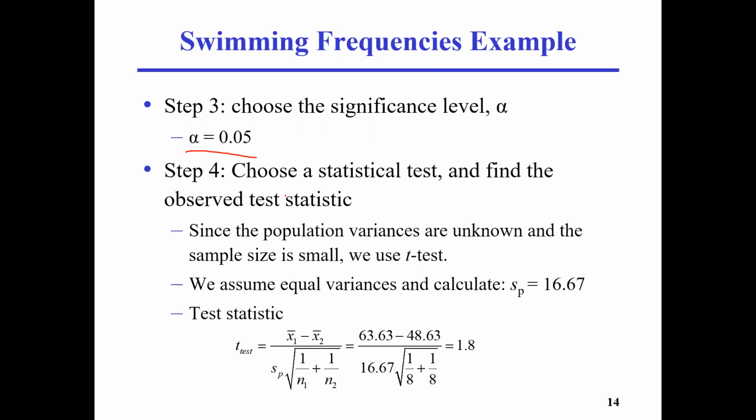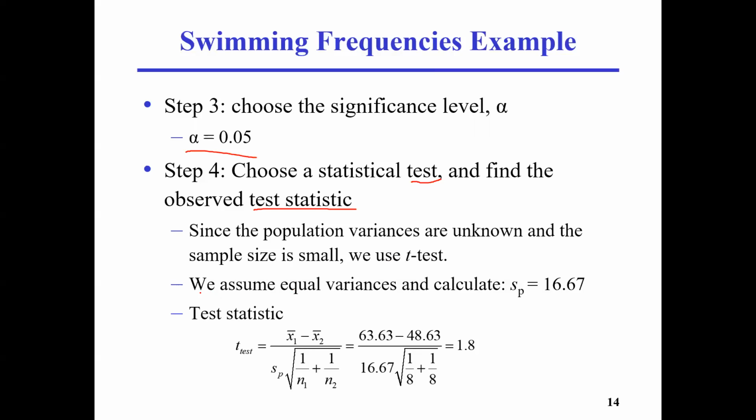So choose the test and find z or t test values. Since the population variances are unknown, because nothing was mentioned about variances, right? And the sample size is small, variance is unknown, we use t-test.